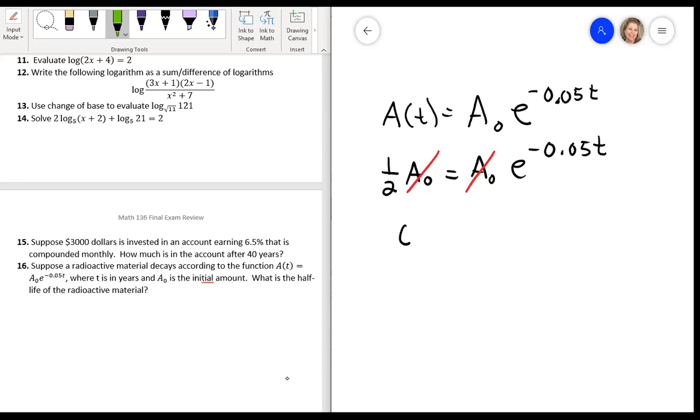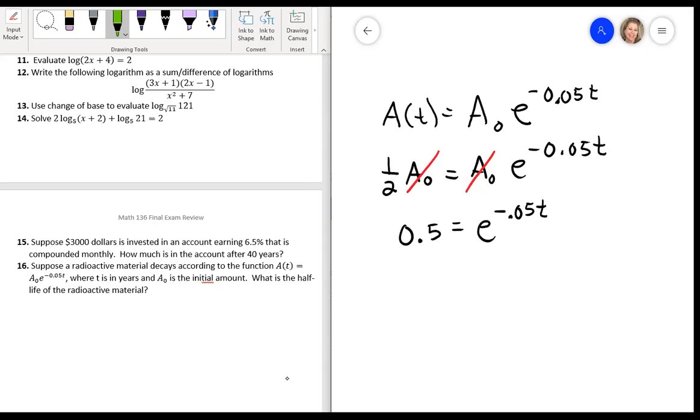And I'm going to switch my 1/2 to a decimal. So I have 0.5 equals e to the negative 0.5t. That's what you do in a half-life. It's just going to be half of whatever it was to start with. So if A sub 0 was 1,000 and half of it is 500, 1,000 goes into 500 0.5 times. You'll always get 0.5 no matter what your initial amount is.